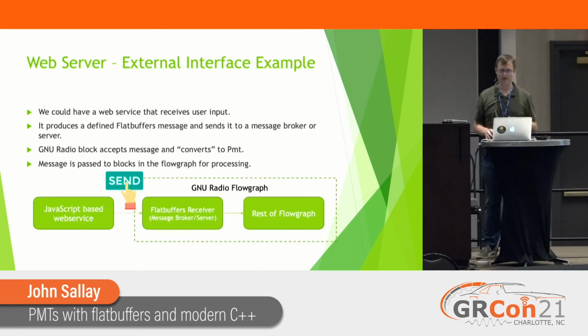So I wrote a super fancy example. Imagine that I've got a JavaScript-based web service. It accepts some user input and then produces a message that goes to our application. So when the user clicks send, the JavaScript web service is going to use the Flatbuffers library for JavaScript, and it's going to produce a Flatbuffers message. We'll have a receiver block, which could be implemented through a message broker or as a server. It receives that message. It then converts that to a PMT and sends it to the rest of the flow graph.